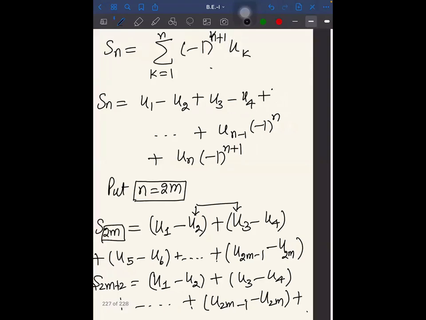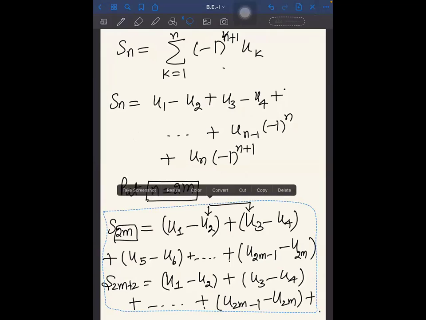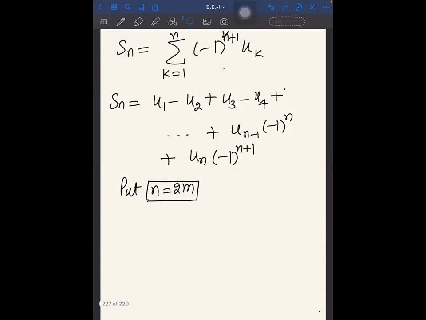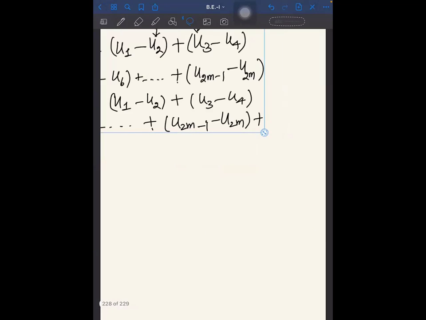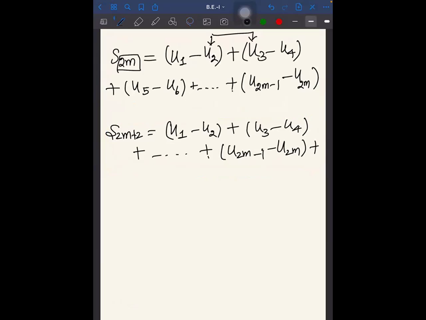What I'm trying to say is that you're going to understand this. Let me move this whole thing to the next page so that you can actually understand. This is not going to be covered over here, and let's make some space. So now it becomes U2m plus 1 minus U2m plus 2. Is it okay?